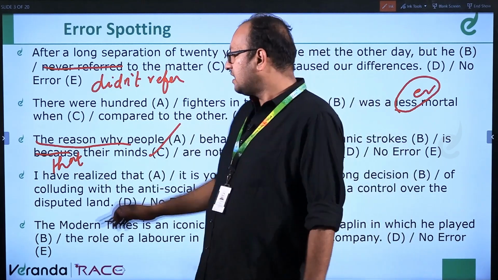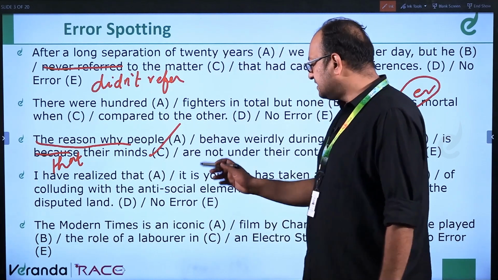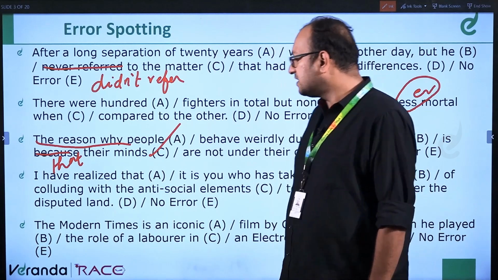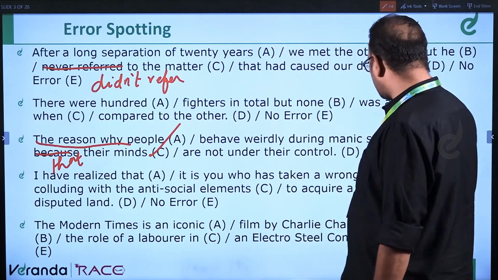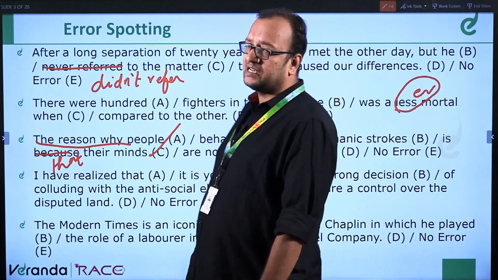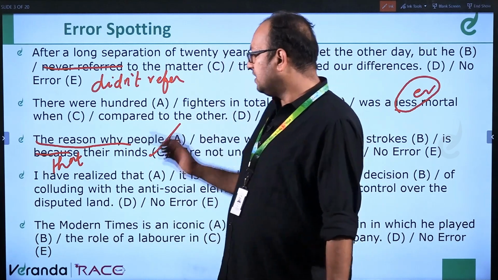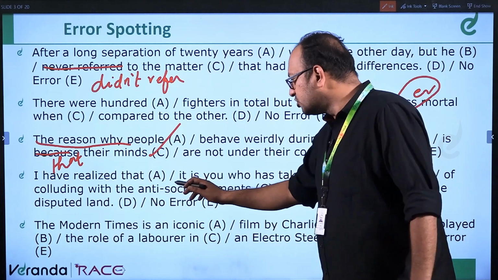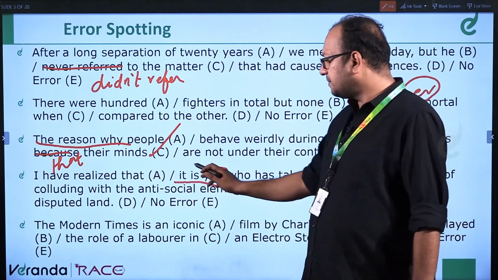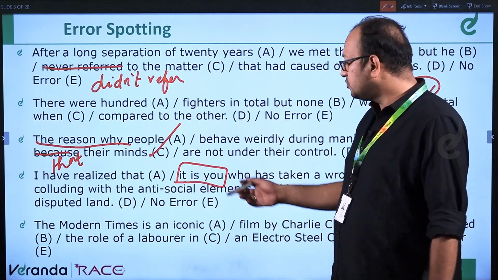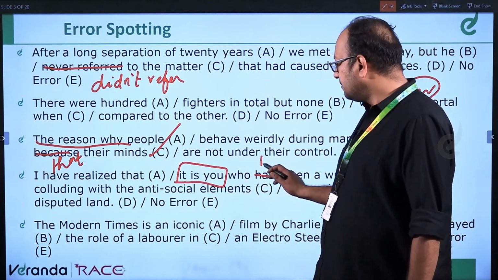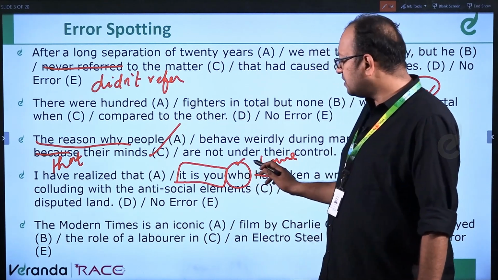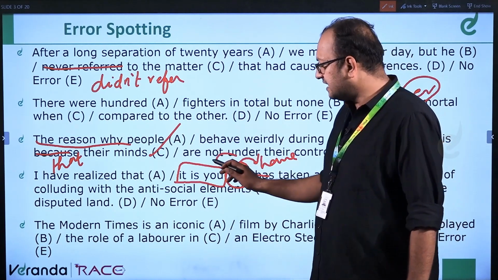Clear? Okay. I have realized that it is you who has taken a wrong decision of colluding with the antisocial elements to acquire a control over the disputed land. See, whenever we start a sentence like, for example, I have realized that it is you, it is you is a major deciding factor over here. It is you who have, because the relative pronoun who will take a verb according to the antecedent.